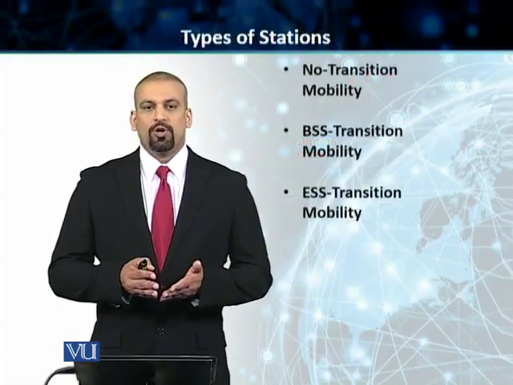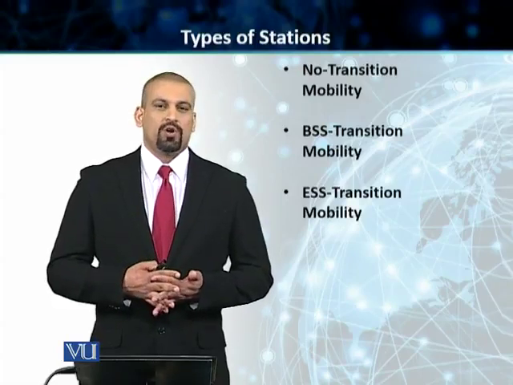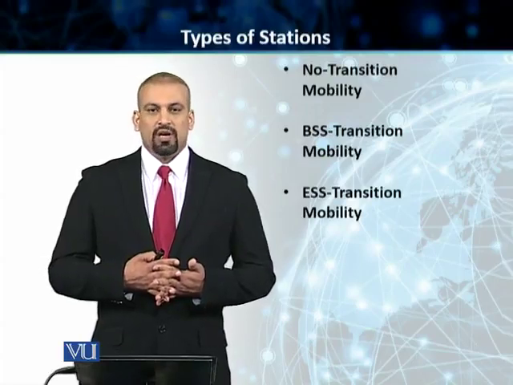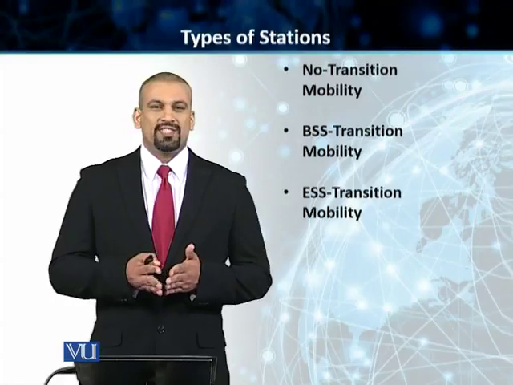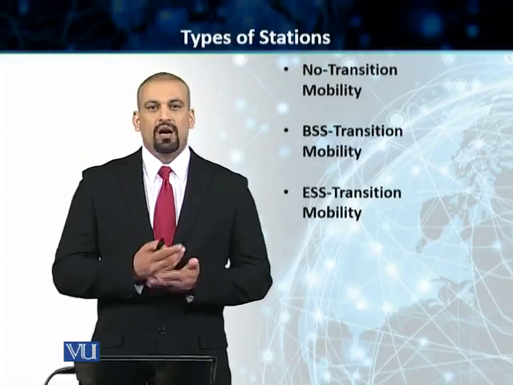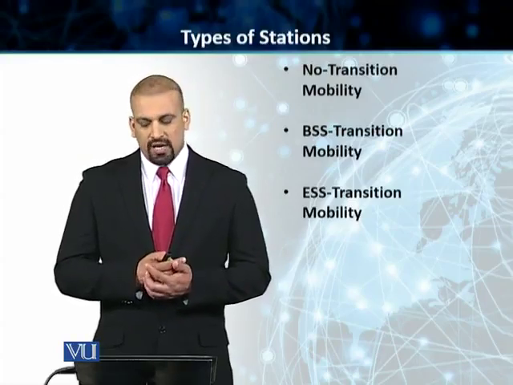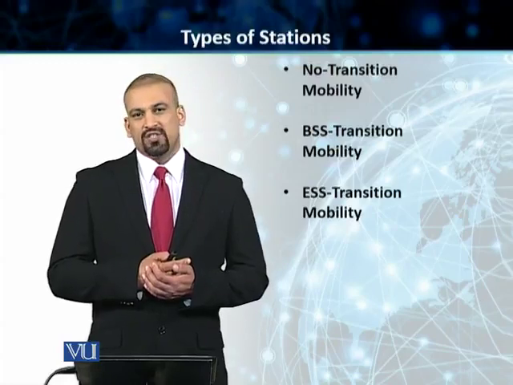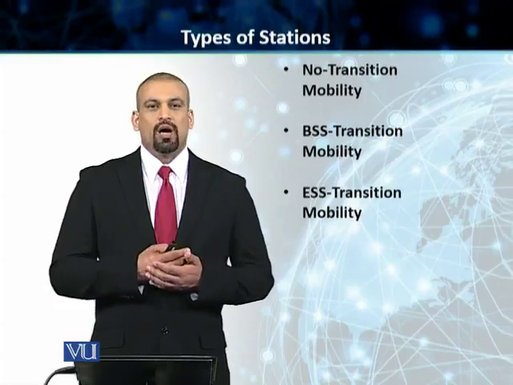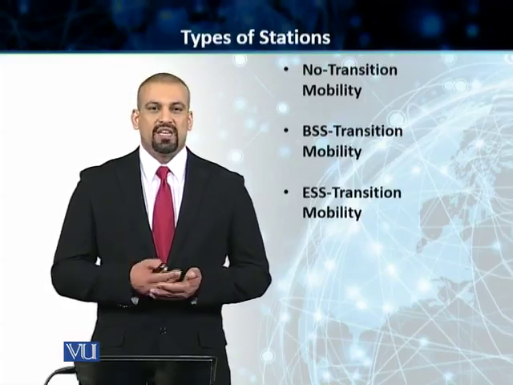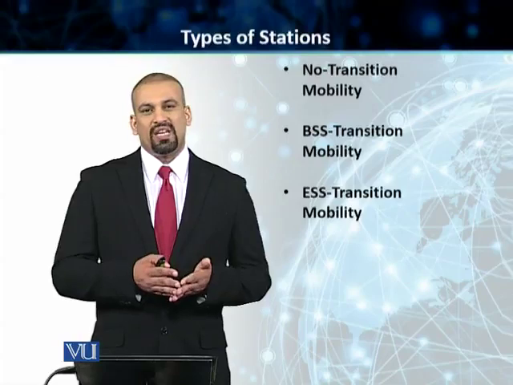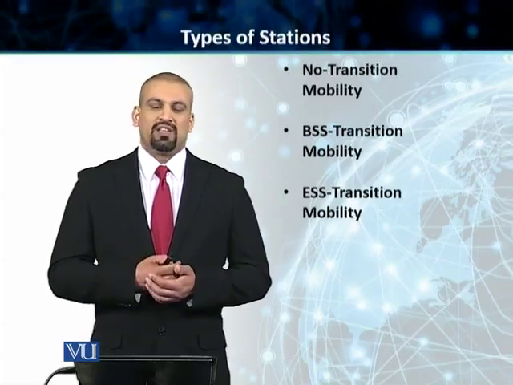Students, the IEEE 802.11 standard defines three different types of stations based on their mobility. The first type is called no transition mobility, and this consists of all the stationary stations that we have, or the stations that only move within a basic service set or BSS. BSS transition mobility is our second station type, and this is the type of stations that can actually move between two BSSs. And the last one is ESS transition mobility, and in this particular case, these are the stations that can move from one extended service set to another extended service set.